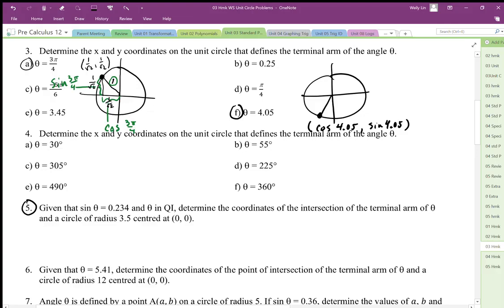So we're plugging into my calculator. I take the cosine of 4.05 and I get a position on the unit circle. Remember, this is a unit circle. It has to be radius 1. 0.997, or I'm going to round that to 0.998, and then do the same thing.